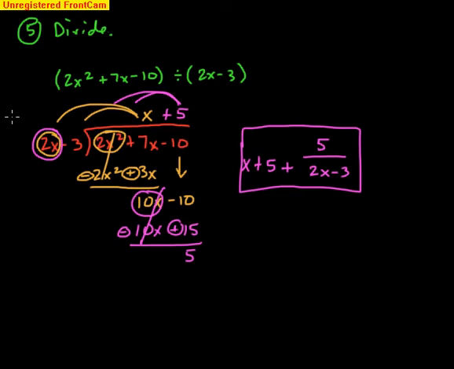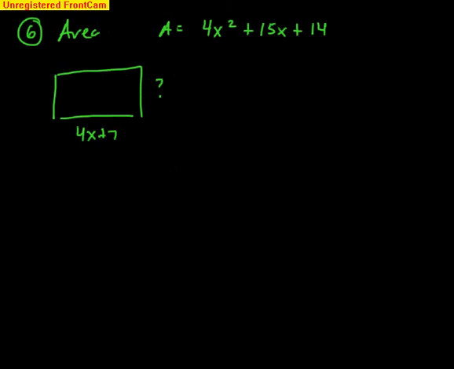Okay, here's the next problem. This is an area problem. I've given you a rectangle. I've told you that the area of this rectangle is 4x squared plus 15x plus 14. I'm going to give you the width. The width is 4x plus 7. I want you to find me the length, or whatever you want to call it.